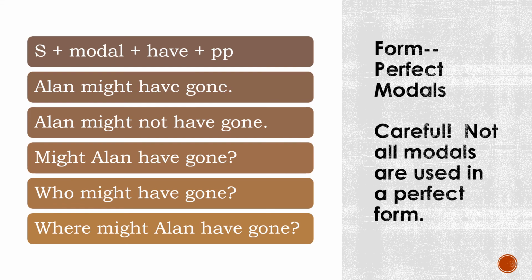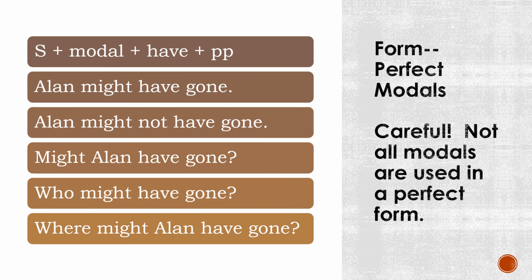So again, that's the formula for the affirmative, but here's what all five look like. So Alan might have gone, and in conversational speech, I'd say Alan might've gone. All right, Alan might not have gone, and in conversational speech, the same. Might Alan have gone? Who might have gone? And where might Alan have gone?